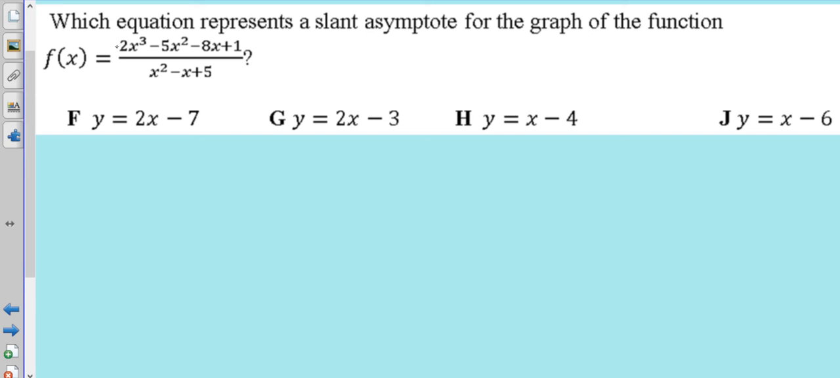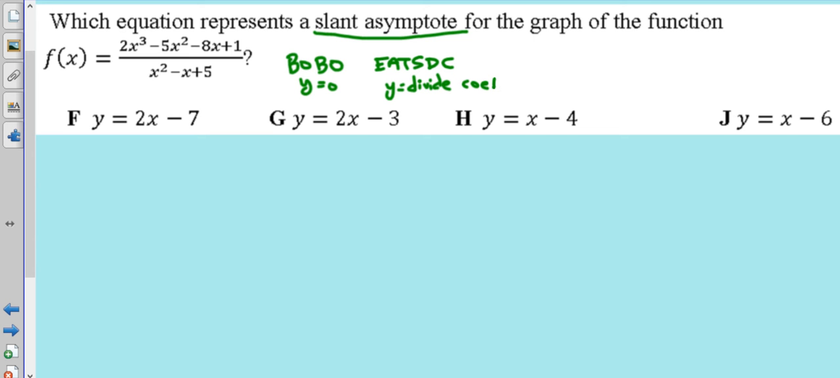What we could do here is, a slant asymptote comes from the situation bottom. If you remember, there were 3 rules. We could have BOBO, which stood for bigger on bottom, y equals 0. Now that meant the exponent bigger on bottom, which is not the case here. There was another rule that we called EATS DC, which stood for exponents are the same, divide coefficients, and so your y would equal the division of the front coefficients, which in this case would be 2 over 1, but again, the exponents aren't the same here.